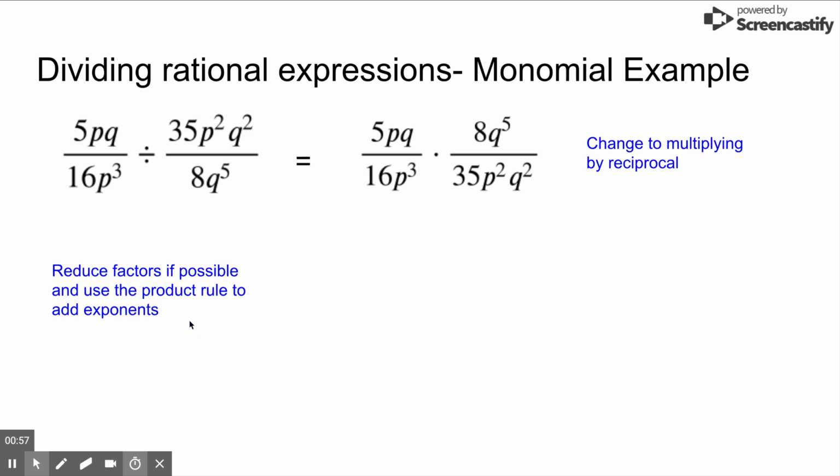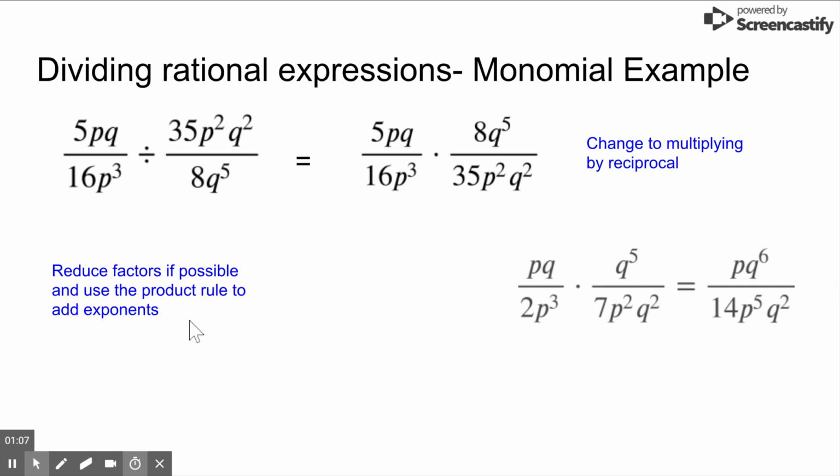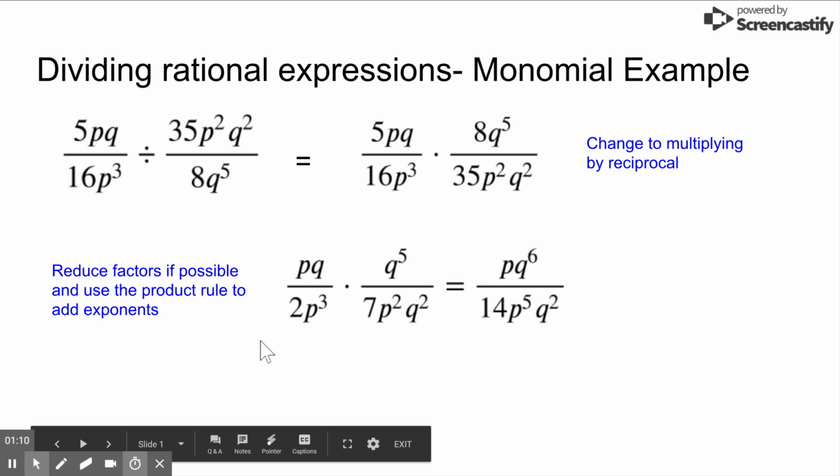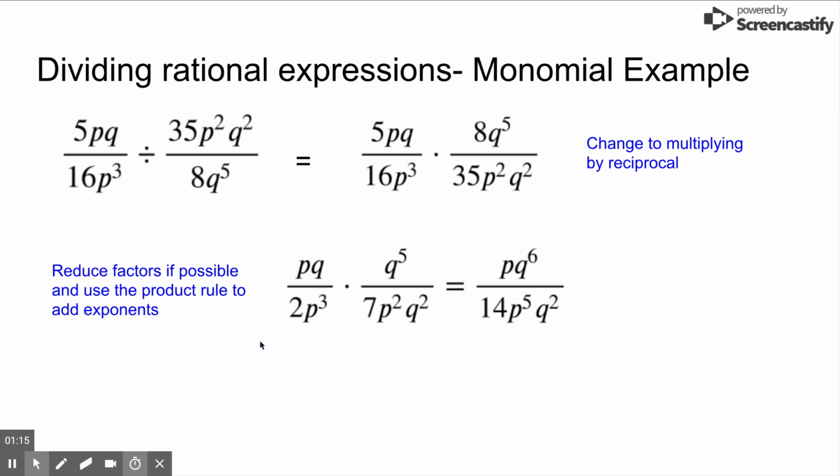Next, we're going to reduce any numeric factors if possible and use the product rule to combine our exponents. By reducing our factors, this makes our numbers easier to work with. So I reduced the 5 and the 35 to 1 and 7, the 8 and the 16 to 1 and 2. I ended up with pq over 2p to the third times 2q to the fifth over 7p squared q squared. Then I added my exponents on the top and added my exponents on the bottom, and I got pq to the sixth over 14p to the fifth q squared.